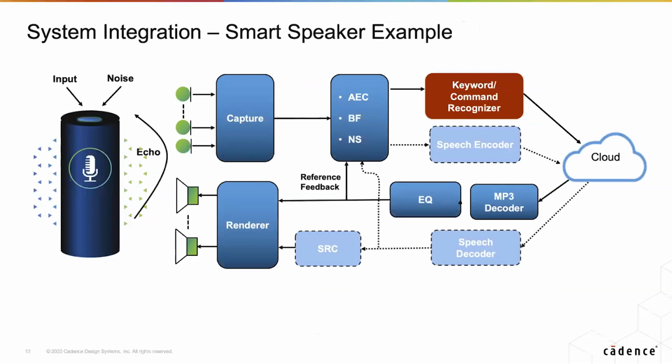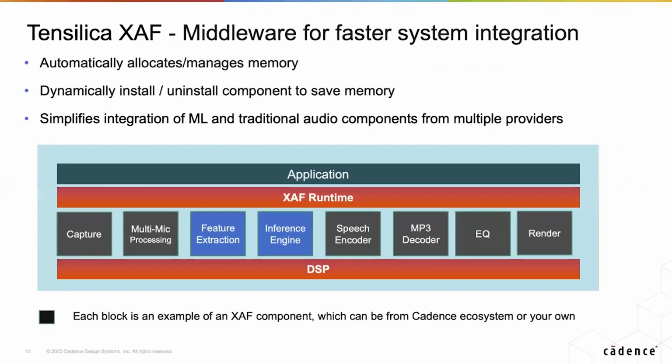Here's an example of a system integration that we integrate many different components, including the keyword spotter that we just showed, and with the pre-processing, capture, render different components. To do that, we provide what we call a middleware for faster system integration. This is available. We have managed the memory, it can dynamically install, uninstall different components. These components come from Cadence or from our ecosystem partners. So we provide this framework to make integration much, much easier. So this is available in open source. So anyone who has a HiFi DSP can use this. Okay, let's go to the Q&A now, Yipeng.